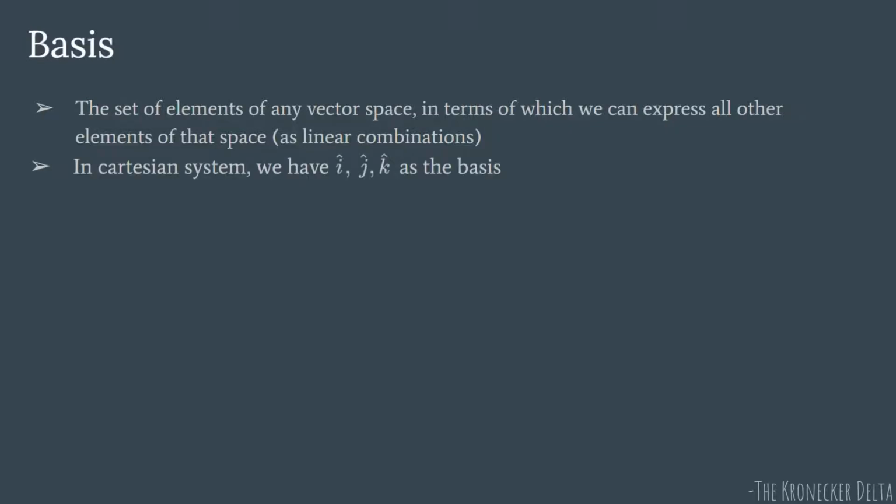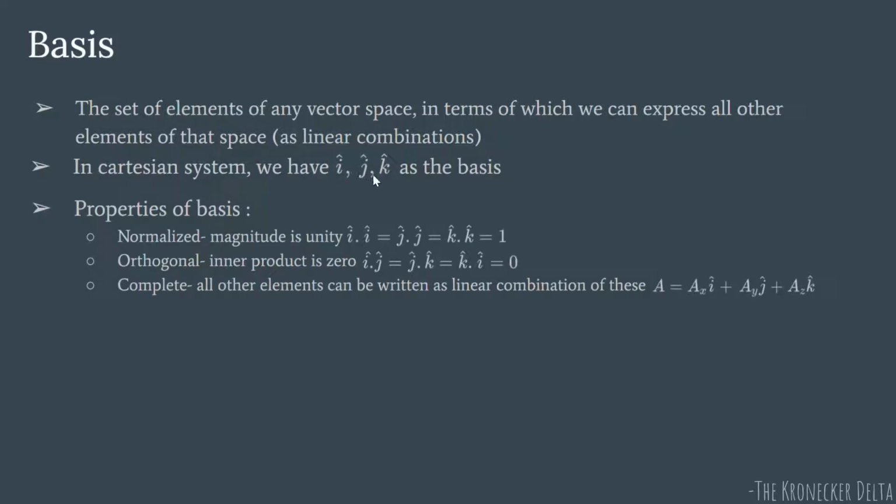In the Cartesian system, we have i cap, j cap and k cap as the basis. This we know very clearly. The properties of these are that they are normalized, orthogonal and complete. Normalization means that the magnitude is 1. We know i dot i, j dot j, k dot k is 1, where dot is the dot product. Orthogonal means that their inner product should be 0. And complete means that all other elements in this Cartesian space can be written as a linear combination of i cap, j cap and k cap. So any vector A can be represented as some component along i, some component along j, some component along k.